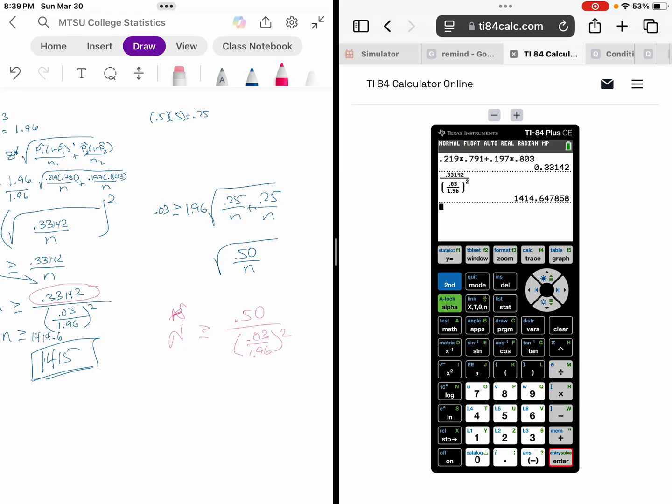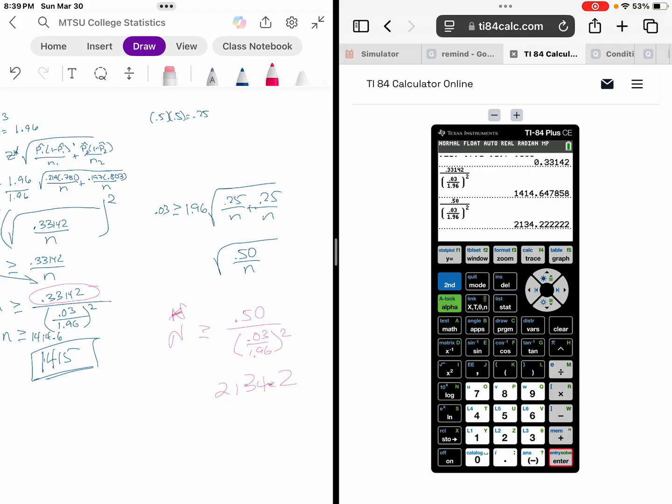And then I'm going to make my life easier and hit second enter, go back up to the numerator, and change that to just 0.5. And then hit enter. And this one is 34.2. So we would say 2135.